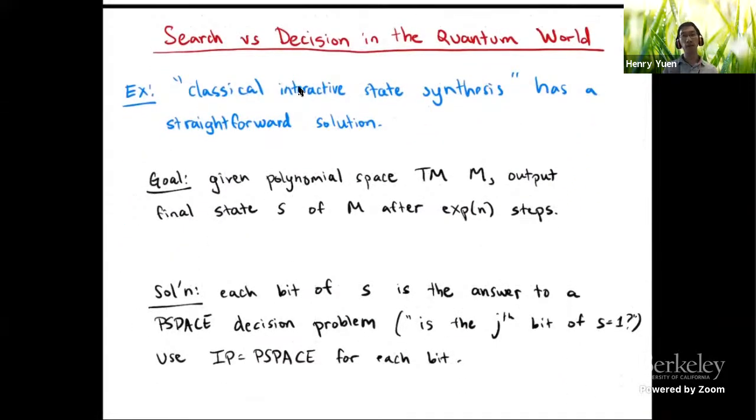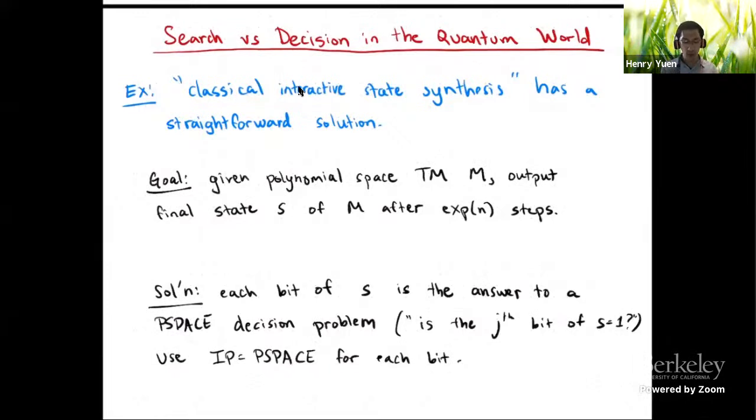Now, coming back to our task of interactive state synthesis, if we think about the classical analog of this problem, I'll call this classical interactive state synthesis. This has a pretty straightforward solution, again using some kind of search to decision reduction. Here, let's say the goal is that you're given a polynomial space classical Turing machine M, and you want to output the final state of this Turing machine after exponentially many steps. And you want to get this final state in an interactive way, by interacting with the prover.